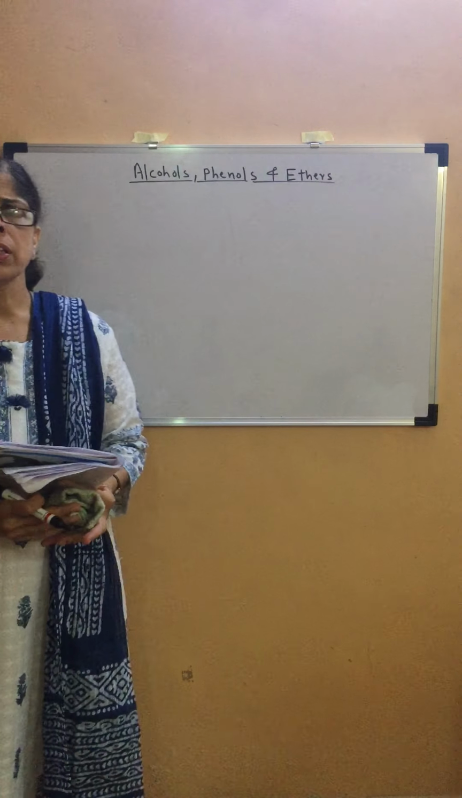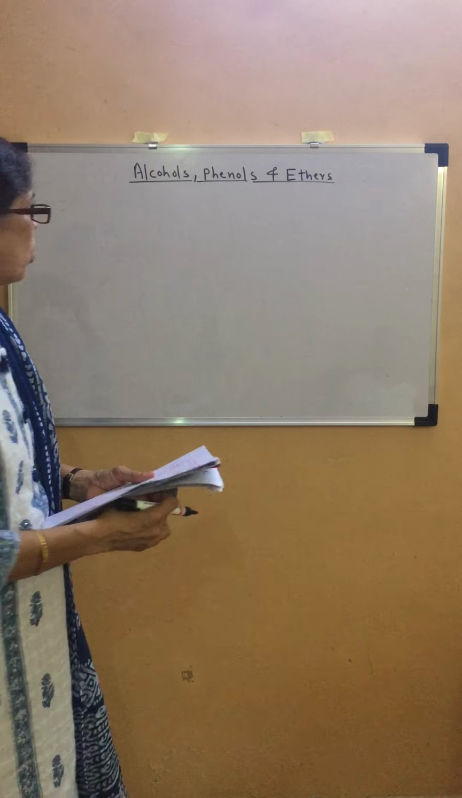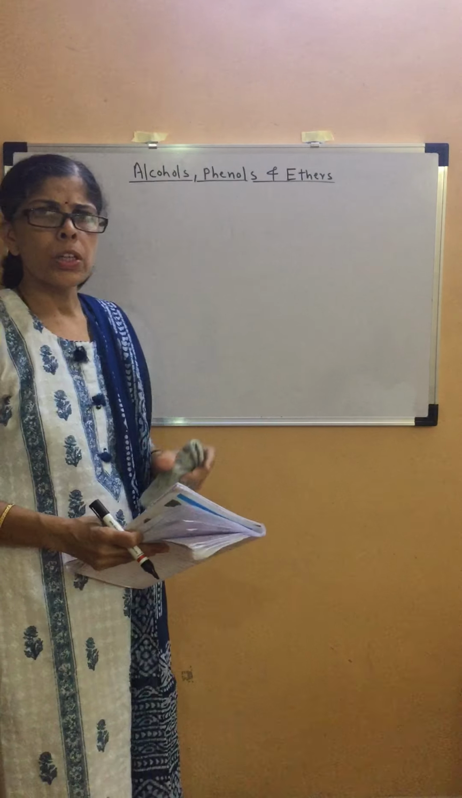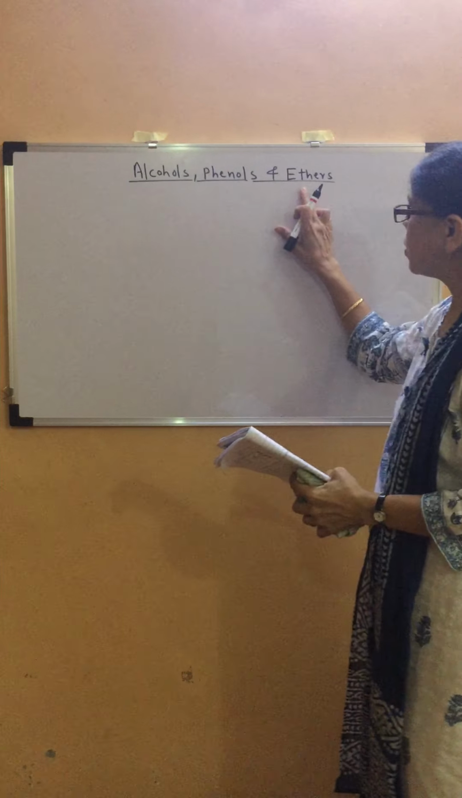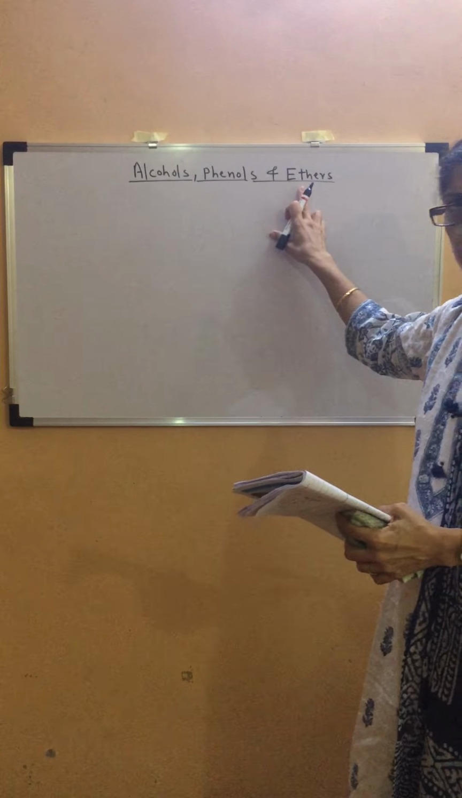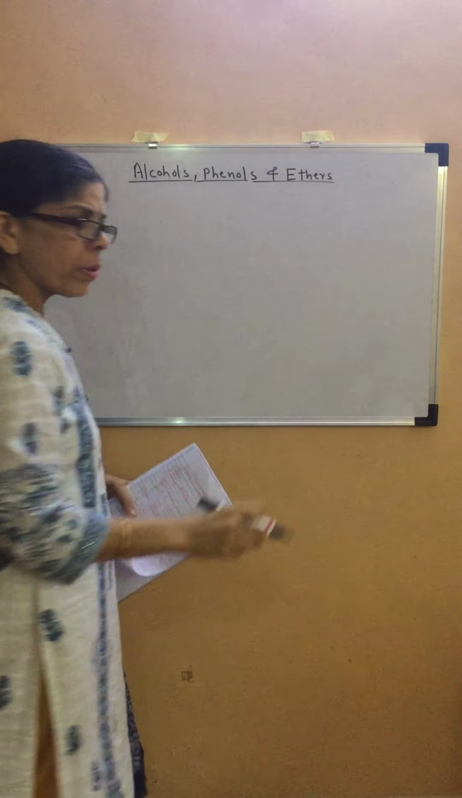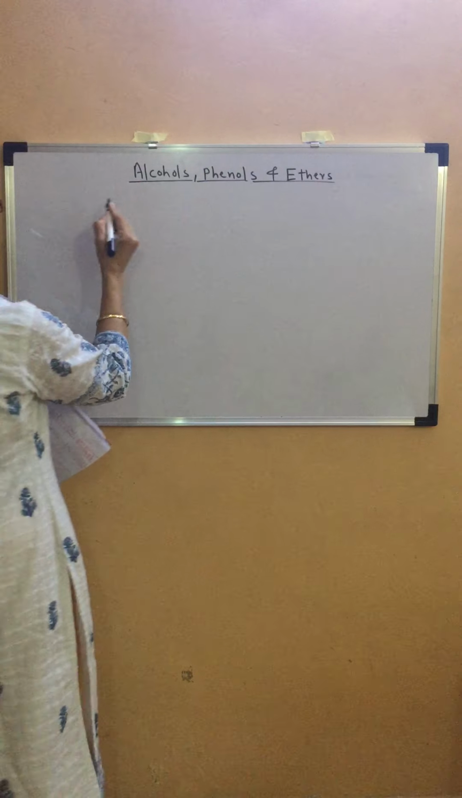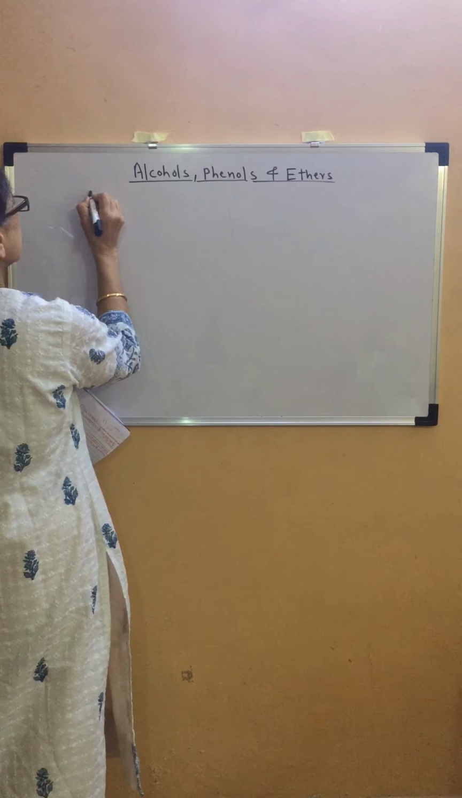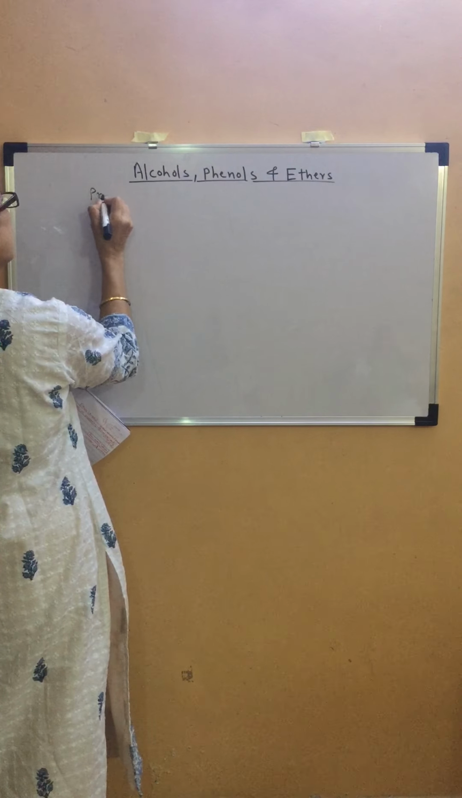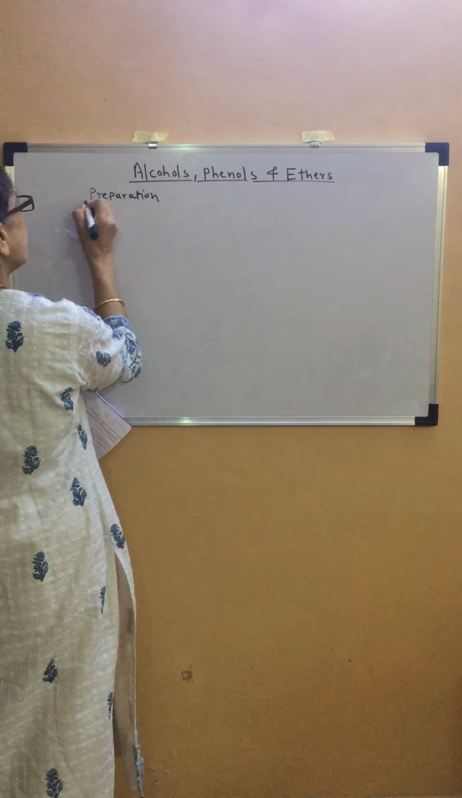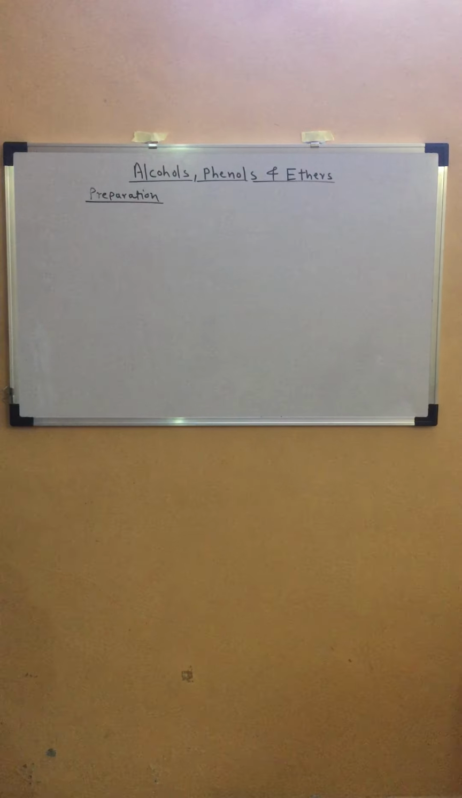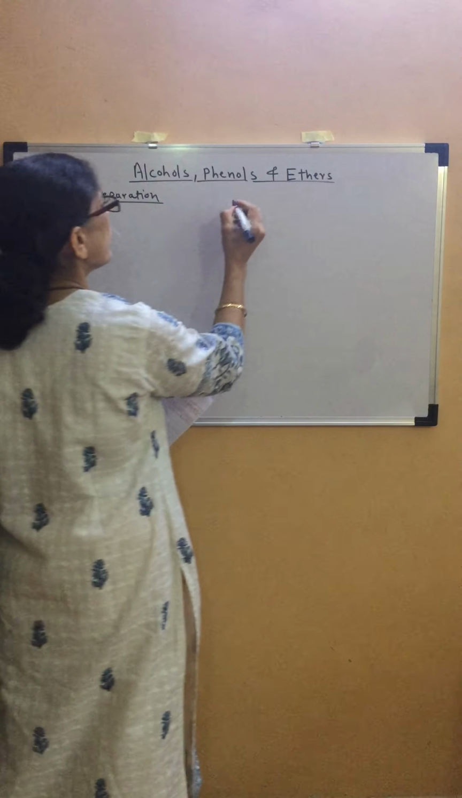Now from alcohols, phenols and ethers, alcohols and phenols we have finished: methods of preparation, physical properties, chemical properties. Now we will start with ethers, methods of preparation of ethers, then physical and chemical properties of ethers. So there are two different methods by which we are able to get ethers.